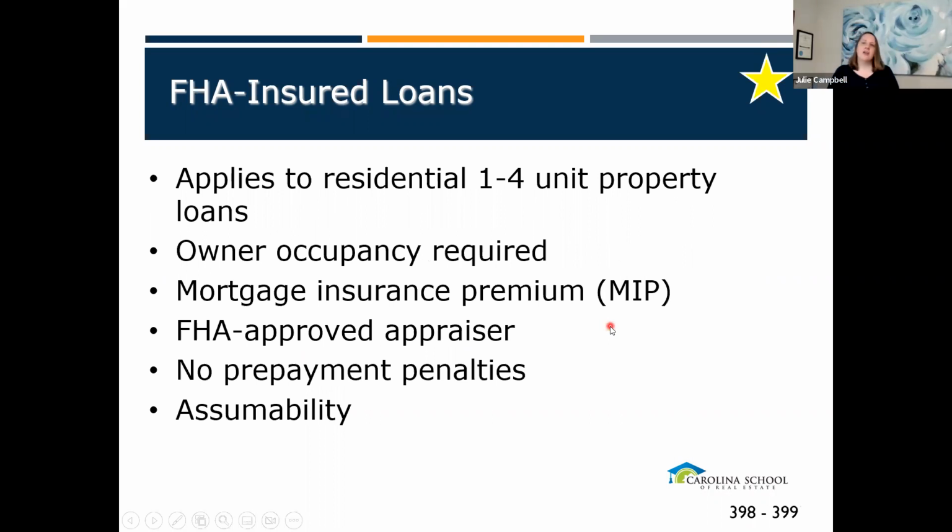So not all people and not all properties are going to qualify for an FHA loan. Specifically, FHA loans apply to residential 1 to 4 unit property loans. So if you have a duplex, for example, you might be eligible for an FHA loan. If it's 5 or more units, no FHA. If it's commercial, no FHA. They do require owner occupancy in one of the units. So if you're getting an FHA loan, you've got to live there.